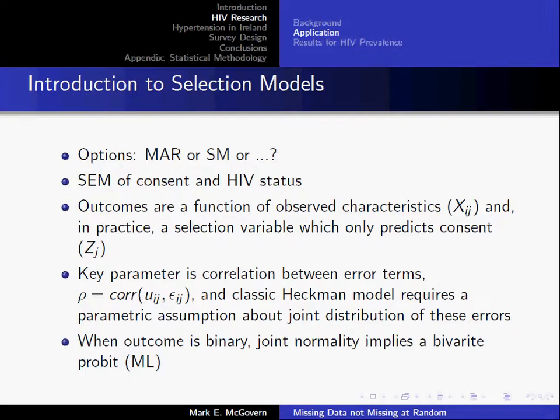In the classic Heckman type selection model, the key parameter is going to be the correlation between the error terms, which is essentially a measure of the unobserved dependence or the selection bias. When our outcome is binary, as in this case, because it's HIV status, if you assume bivariate normality, that implies a bivariate probit. So the two simultaneous equations look something like this.